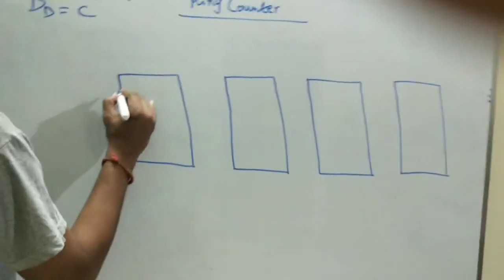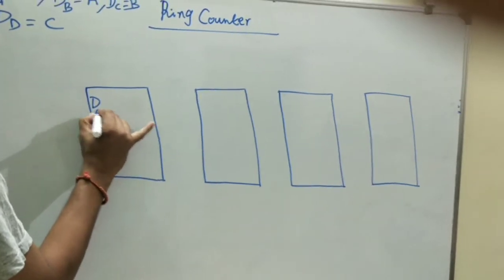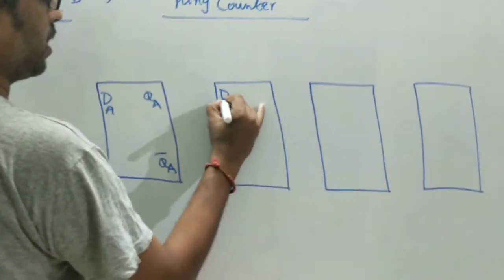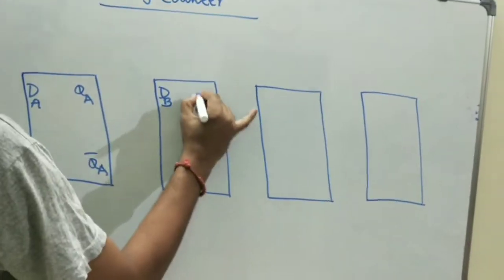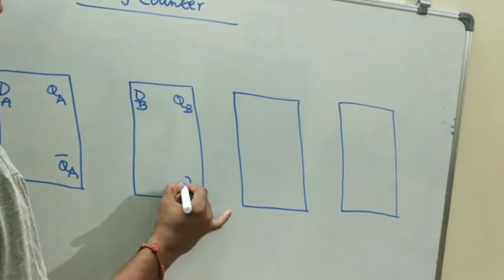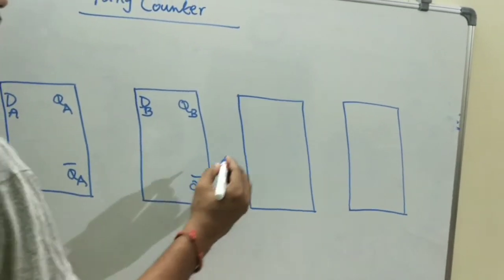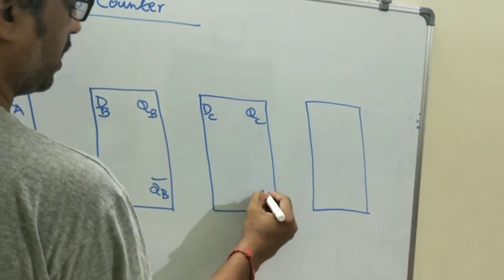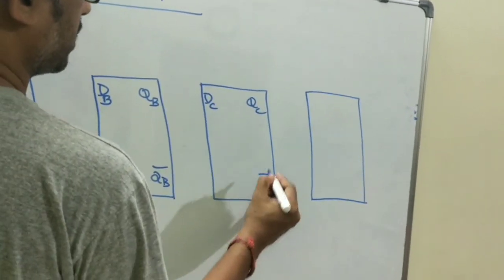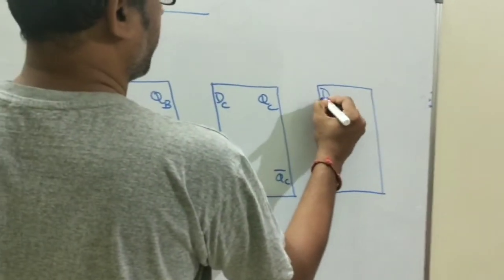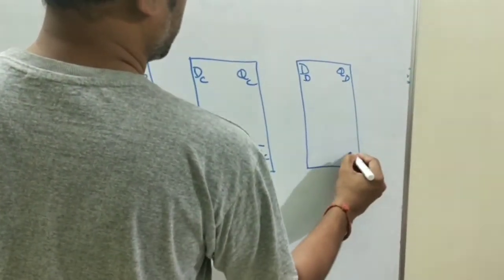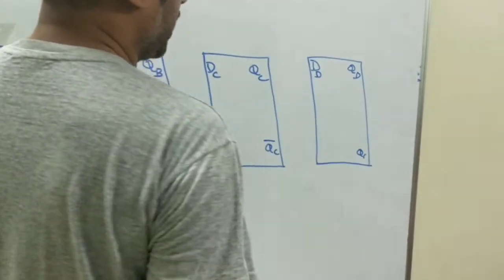Right? So this is DA, QA, QA dash, DB, QB, QB dash, DC, QC, QC dash, and then DD, QD, QD dash.